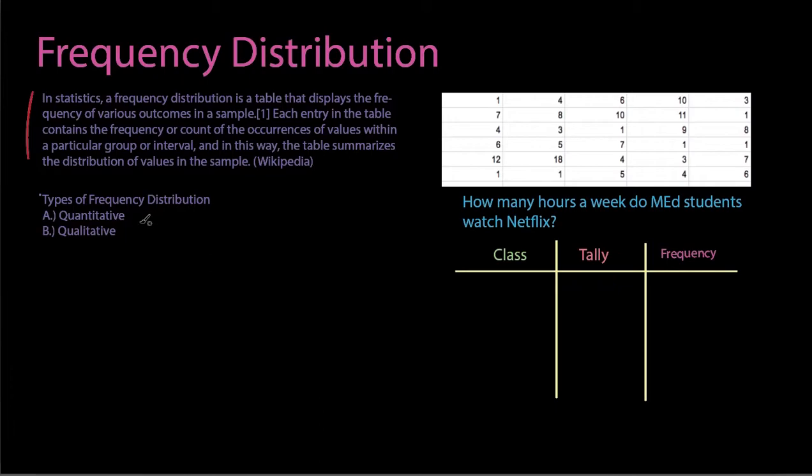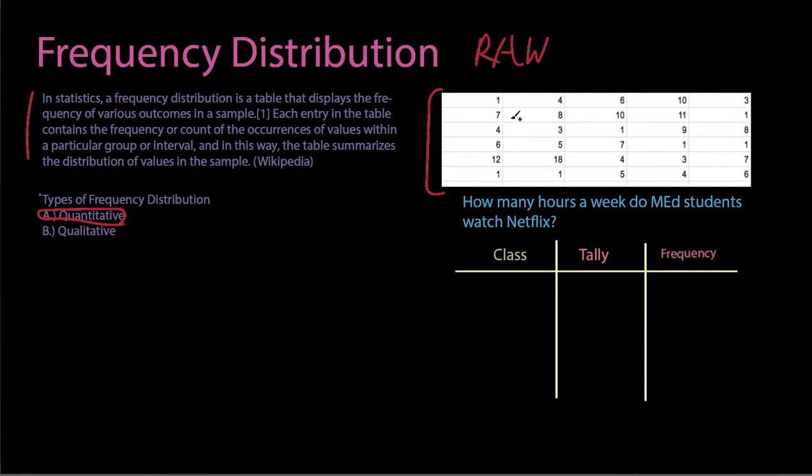So today we're going to look at the first type of frequency distribution, which is quantitative. All right, so my research question was, how many hours a week do MEd students watch Netflix? So this is our table of raw data here, and the reason why they call it raw data is because it hasn't been sorted yet. So that's what we're going to do. We're going to sort the data here into a table that makes sense according to frequency.